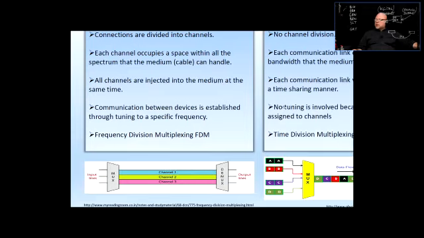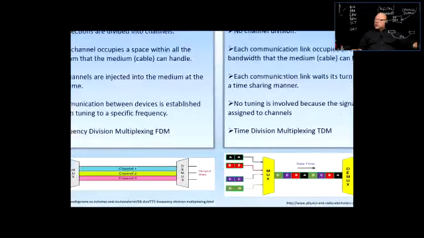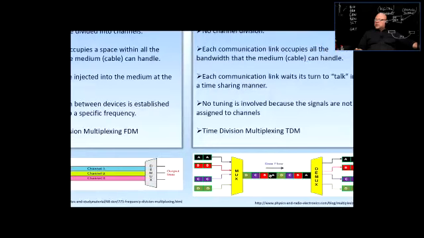Now let's move on to something called baseband. We have no channel division, so not all the channels are present at the same time in that cable. Each communication link occupies all the bandwidth that the medium or cable can handle. That means, because we are only transmitting one channel at a time through that cable, we do not need a cable that accommodates such a large bandwidth for all the channels at the same time, because we're pushing them one at a time. So here's the big difference between broadband and baseband. This has to have a huge bandwidth to accommodate all the channels, and this one doesn't, because we are sending one channel at a time.